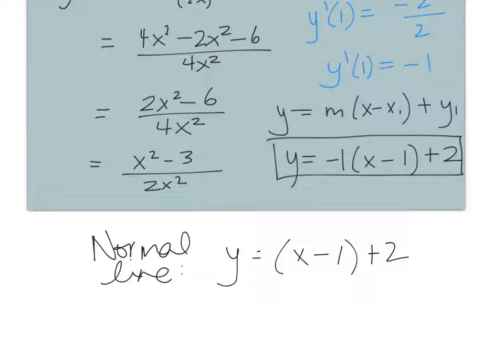Okay, if it did ask for that. Because it often will ask for one or the other or both. So knowing that the word normal means perpendicular, you just take the negative reciprocal of your derivative. So this is a very typical type of problem. You'll be asked it a lot on the exam, on the test. You definitely want to be familiar with it and be able to do it without thinking too hard.